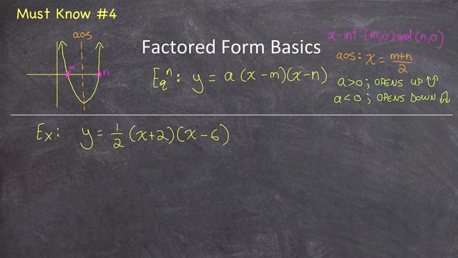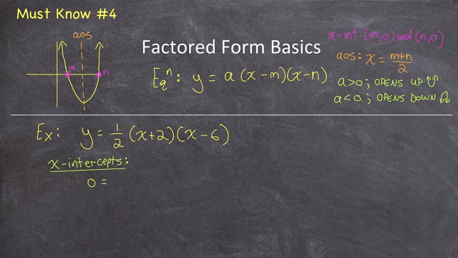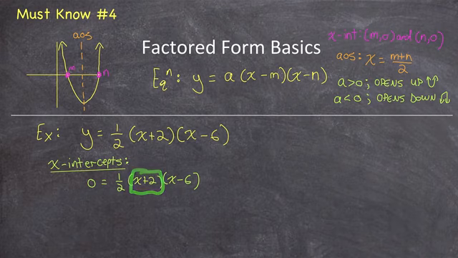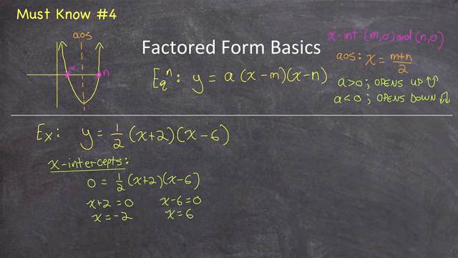The most useful part of factored form is it's easy to find the x-intercepts. I know at any x-intercept, the y value is 0, so I could set y to 0. And then using the zero product rule, I know the product of these three factors is 0 if any of them are 0. X plus 2 could be 0 if x was negative 2, and x minus 6 could be 0 if x was 6. So the x-intercepts are at negative 2 and 6. Let me make a rough sketch of what we have so far.